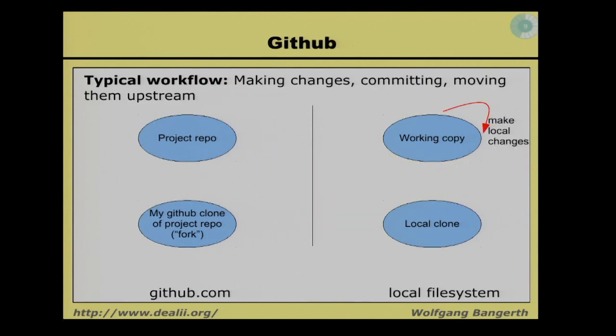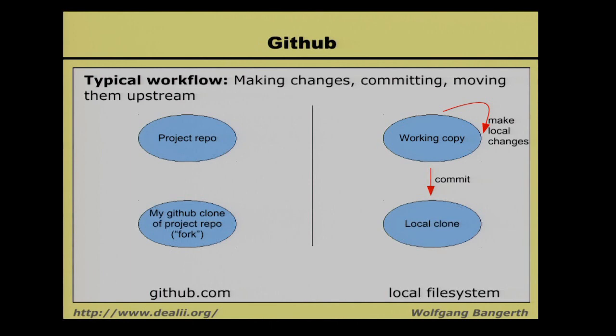So then I make local changes. I go back and forth. I edit files. I compile them. I test them. I verify that they're correct. And when I'm happy with those, then I will commit them to the local clone. So all of these things happen only on my own file system, on my hard drive.